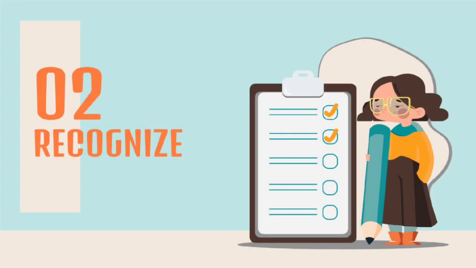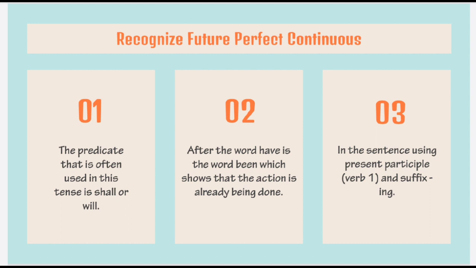Next, we will discuss recognizing future perfect continuous tense. These are some characteristics of future perfect continuous tense. 1. The predicate that is often used in this tense is shall or will. We can use will for all subjects, but we can use shall just for the subjects I and we. 2. After the word have is the word been, which shows that the action is already being done.